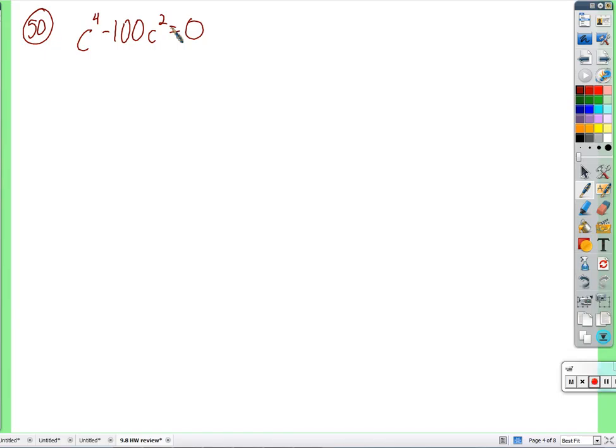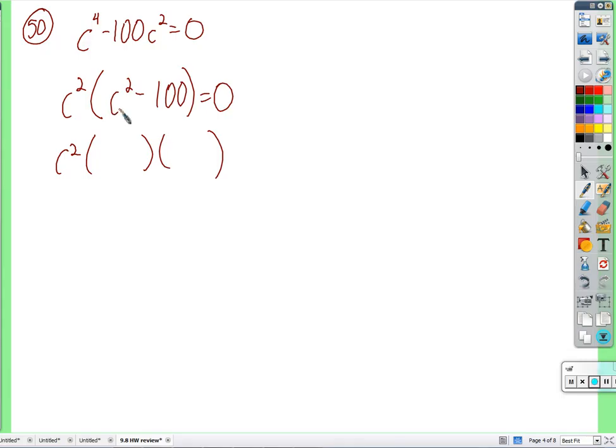First things first, we always check and see if there's something in common in all the terms. C squared, leaving C squared minus 100. Difference of squares. This is C squared. What squares to make 100? Right, 10. This is 10 squared. So how does that factor? C plus 10, C minus 10.